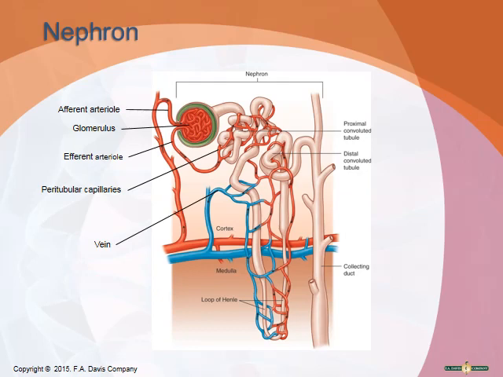So anything that doesn't pass through that glomerulus, and it'll make more sense in a minute, will stay in the efferent arteriole. And the efferent arteriole actually becomes the peritubular capillaries. So in the nephron, there's actually two capillary areas, one the glomerulus, and two peritubular.